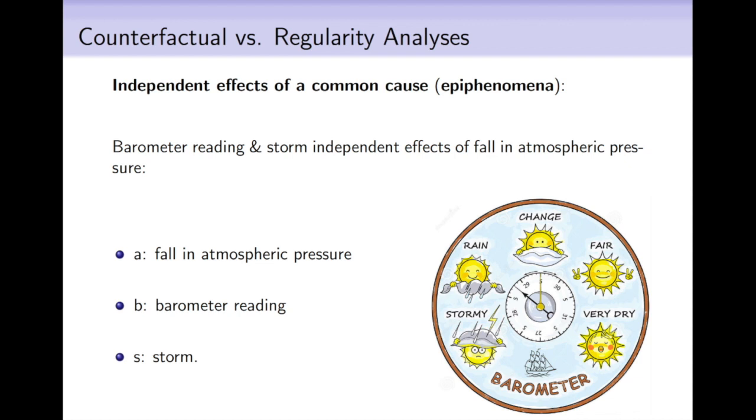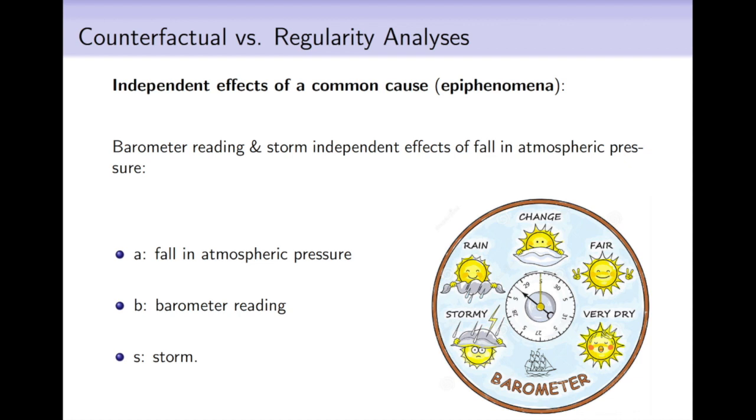Okay. Now, another problem that faces regularity theories that Lewis thinks his counterfactual theory can overcome is what we might call a problem to do with independent effects of a common cause. It's what Lewis calls the problem of epiphenomena. So a classic example of this is stormy weather, so maybe rain and wind and so on might be effects of a fall in atmospheric pressure.